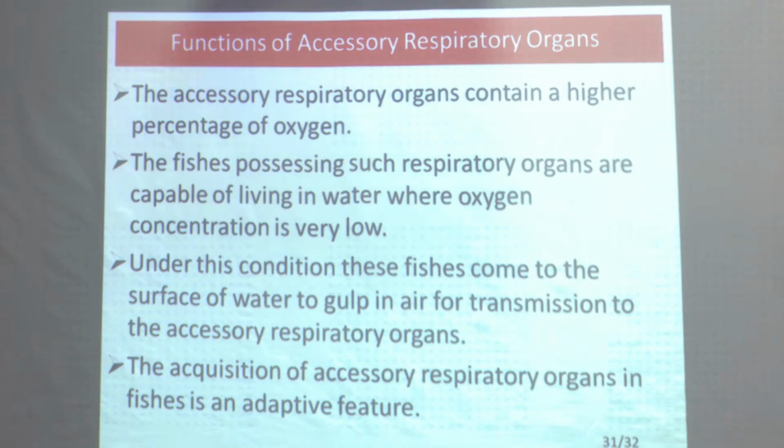This type of acquisition of respiratory organ in fishes is also one adaptive feature. This adaptive feature can help them to make some short excursions from one point to another during natural calamities.